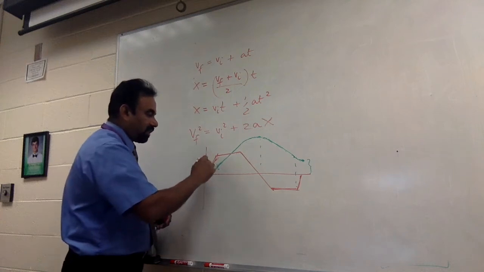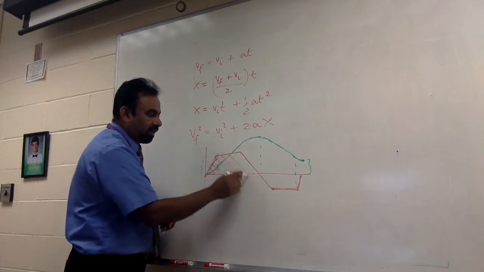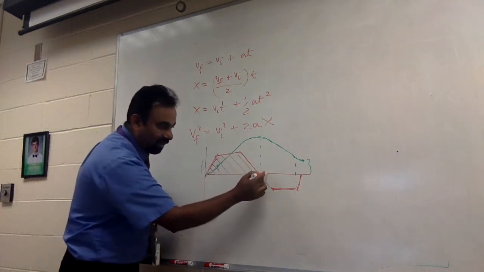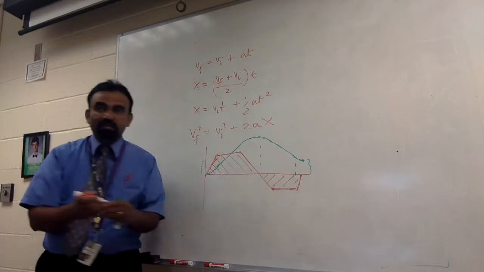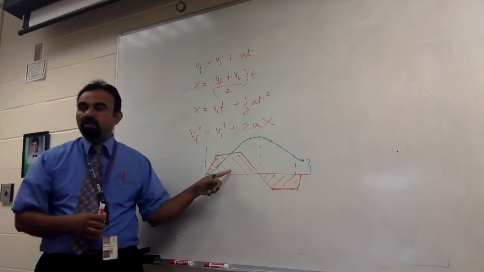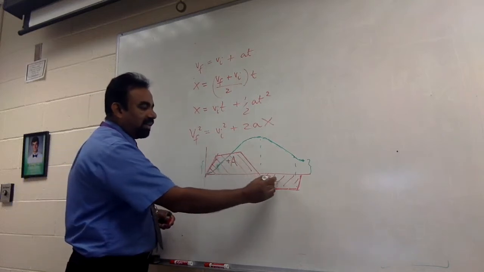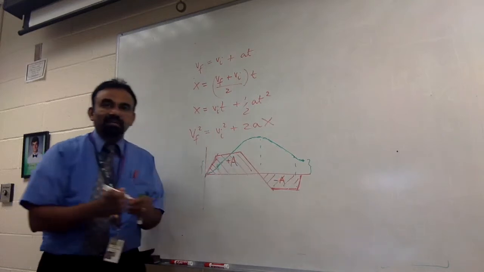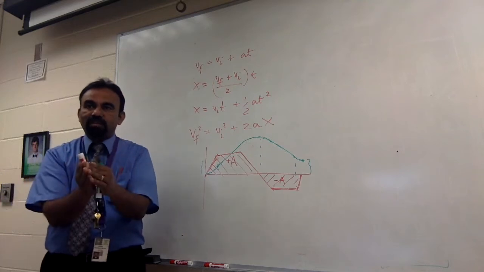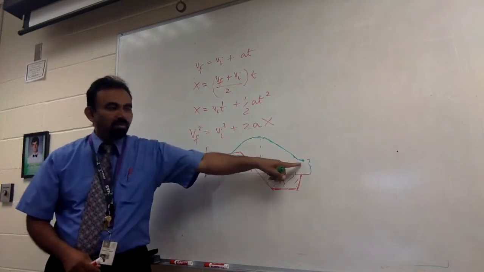Because the total area of the graph is positive. Look at this area of this graph. Look at this area. And look at this area. Which is bigger? This positive one is bigger. So you have a positive area and you have a negative area. The sum of both together still is positive. That's why it came up there.